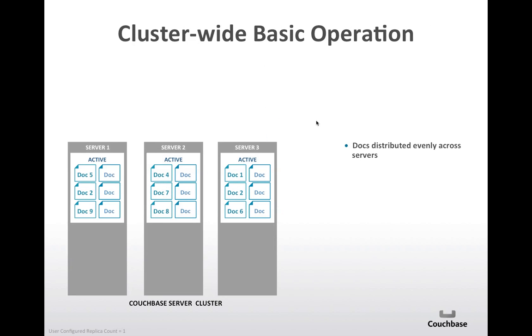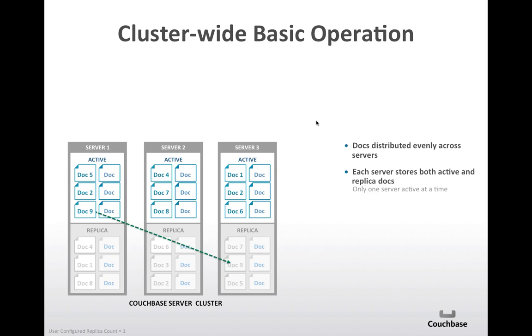Now, understanding those same operations, let's look at how this functions across a cluster. With a Couchbase server cluster of 3 nodes, you can see that documents are evenly distributed throughout the cluster. Additionally, the replica documents are also evenly distributed so that no replica document is on the same node as its active.